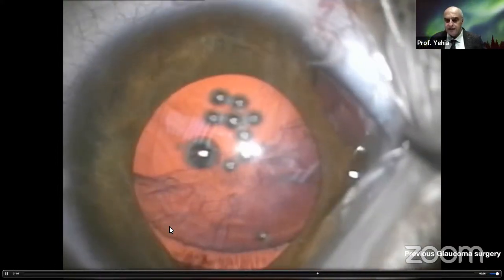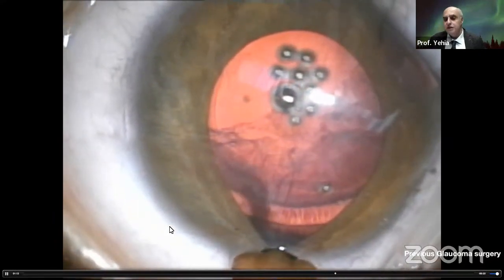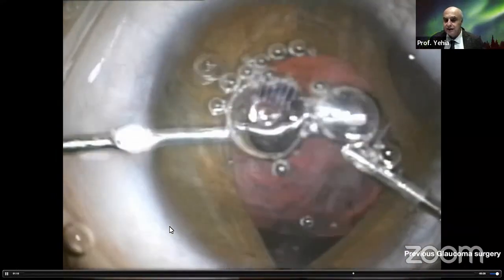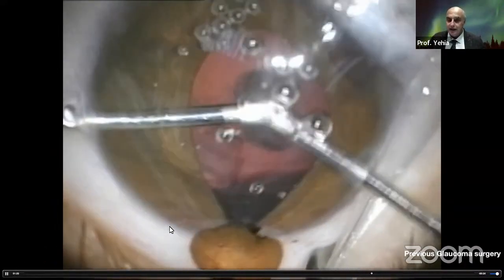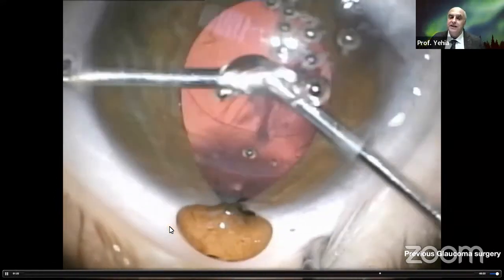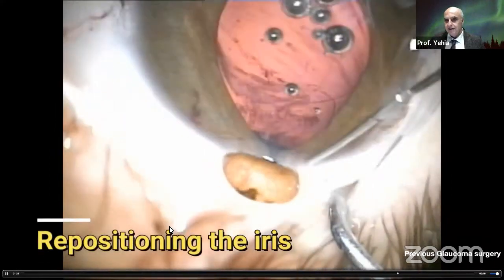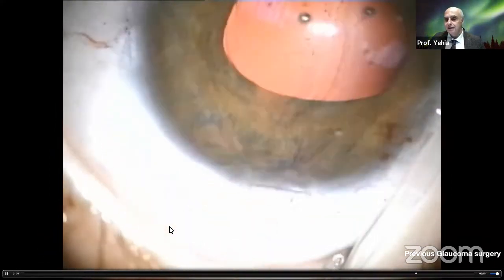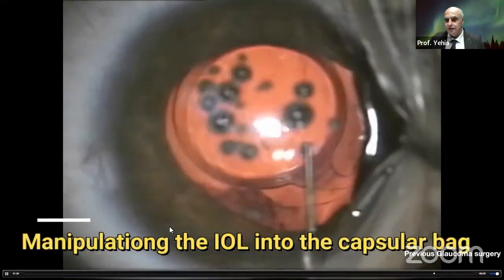You have to be fixed, use minimal ultrasound, and this was not hard, so just phaco aspiration. I will leave the iris prolapsing, occluding the opening. I will not keep trying to get it in because it will cause more flare. Then I finish my irrigation aspiration. Then I will try from another side to reposit the iris and then implant the intraocular lens in the capsular bag.